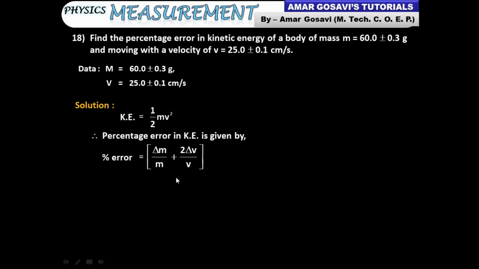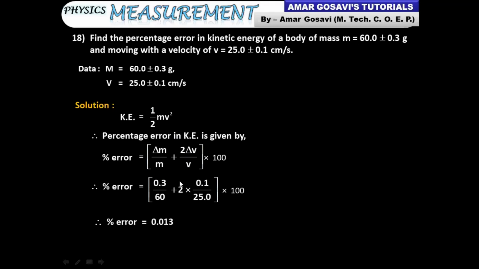Now things become easier. We know the value of m. m is 60, delta m is 0.3, delta v is 0.1, v is 25. We know all the values. Once we know the values, just multiply by 100 and put the values to get the percentage error. So when you solve this, the value will come out to be 0.013. Sorry, into 100, you have multiplied by 100. So 1.3% is the error in measurement of kinetic energy. Mark it as an important question.